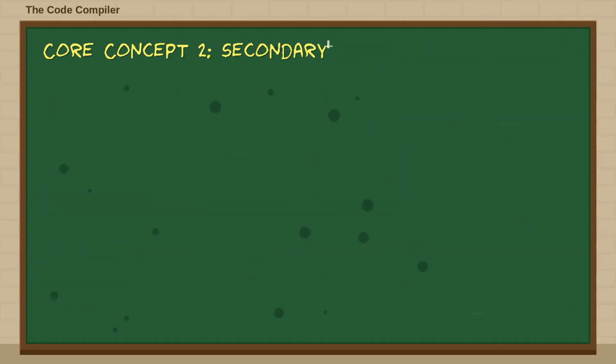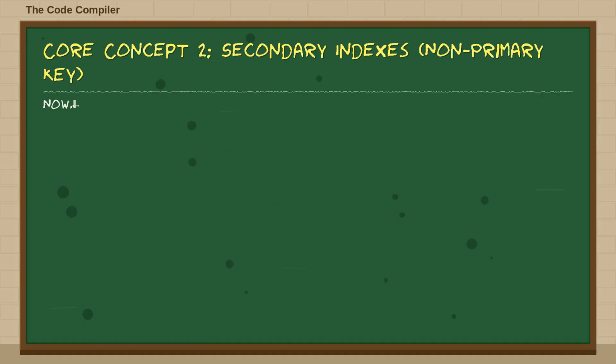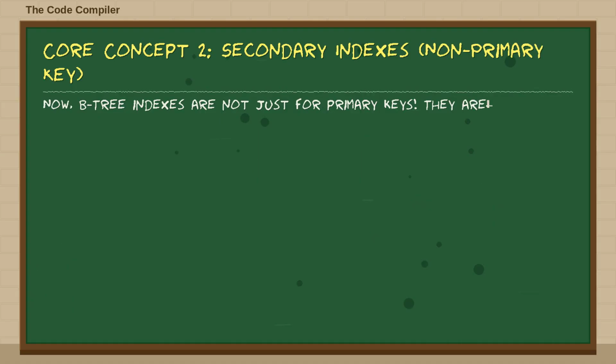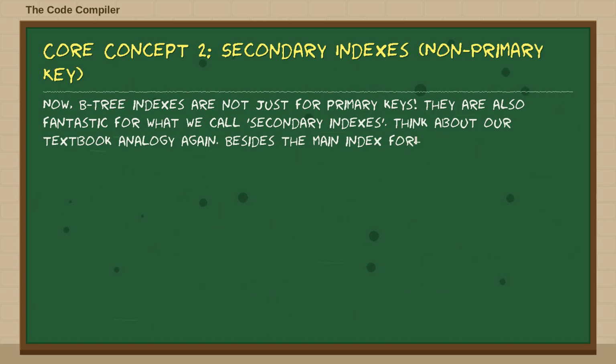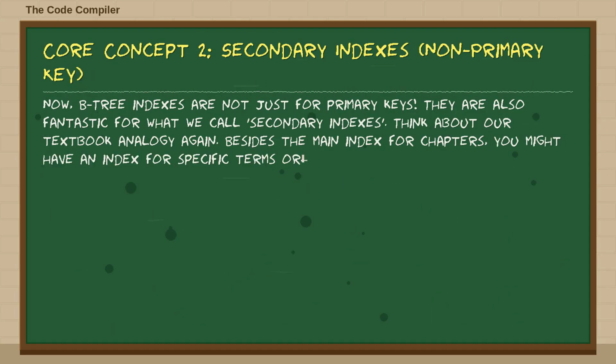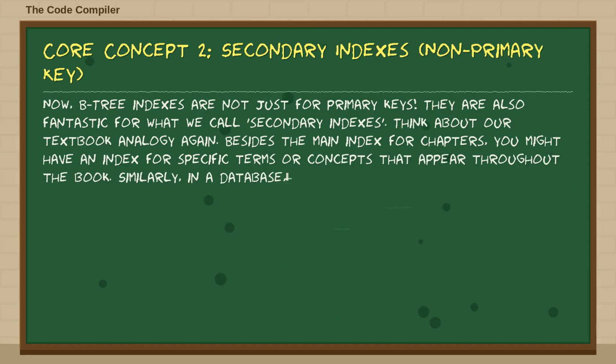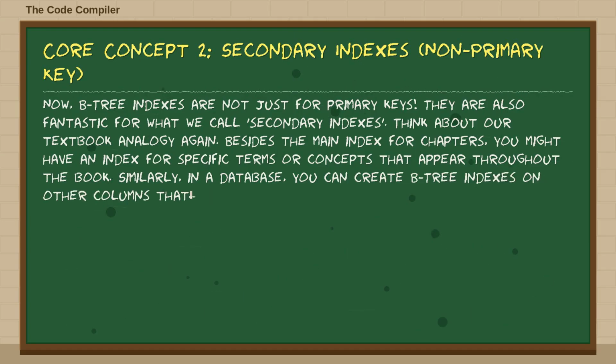Now, B-tree indexes are not just for primary keys. They are also fantastic for what we call secondary indexes. Think about our textbook analogy again. Besides the main index for chapters, you might have an index for specific terms or concepts that appear throughout the book. Similarly, in a database, you can create B-tree indexes on other columns that are frequently used in your where clauses for searching.